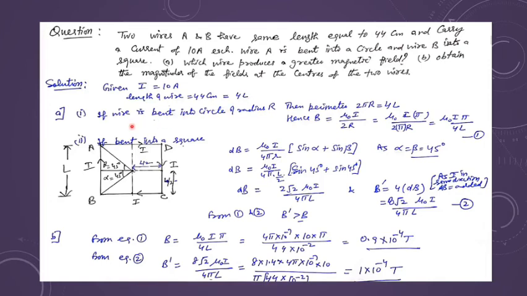Now first part says if the wire is bent into a circle, then it means the perimeter of the circle is 2 pi r, if r is the radius, that is equals to 4L. And for the center magnetic field, if I want to find at the center of the circle, this is the formula: mu naught I upon 2r. I can put the value here for r, in terms of L, and by putting the value, I'm getting this result: mu naught I pi upon 4L.